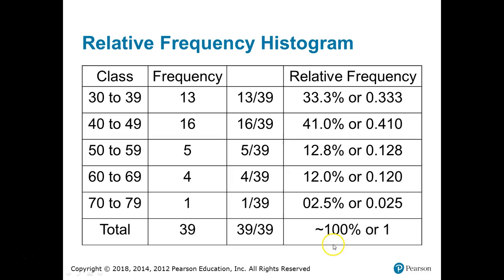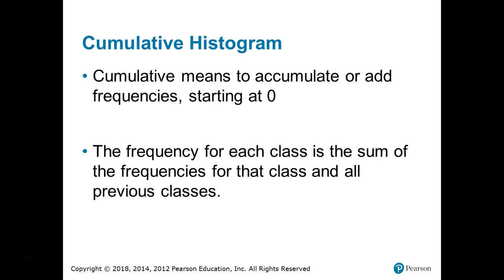If you add them all together, you should get pretty close to 100%. You might have a little bit of variation, but that's only because of rounding. And if you add up over here, you can see that you get 39 total data points accounted for. The other type of histogram is a cumulative histogram.